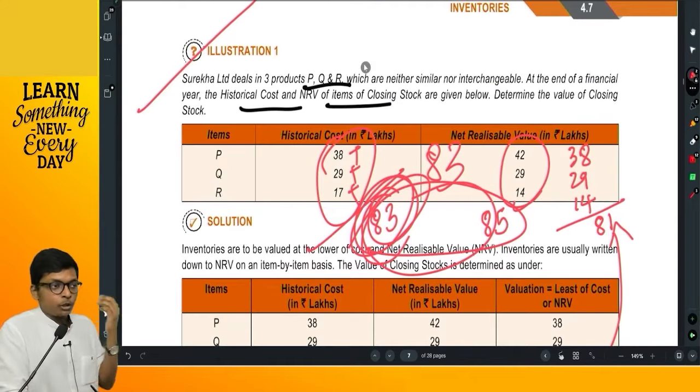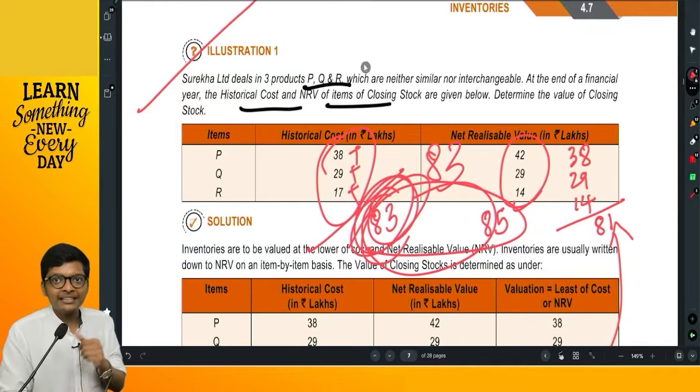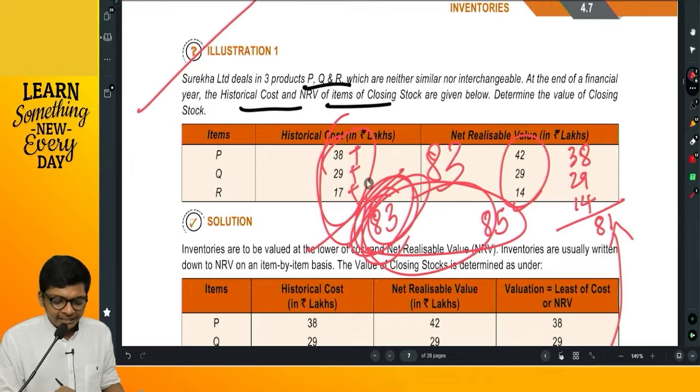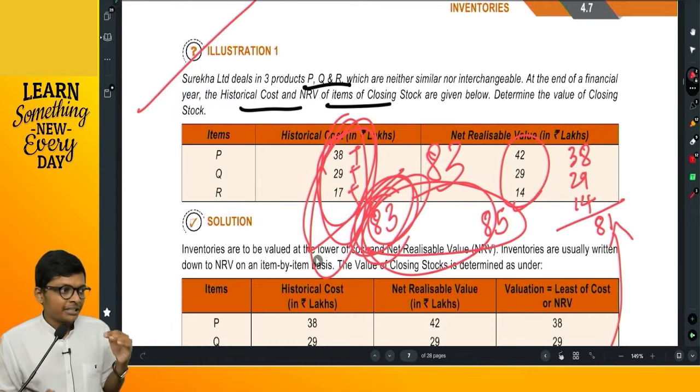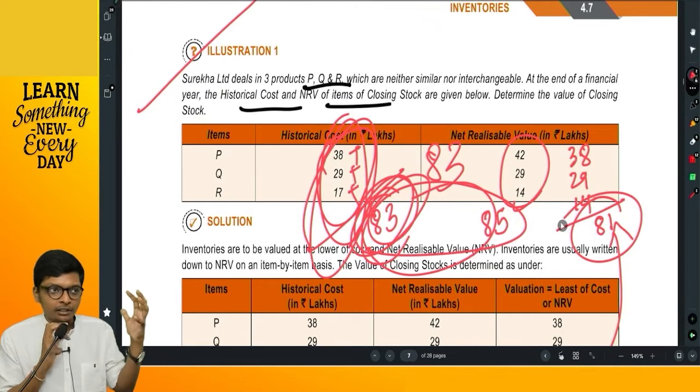This question, what you are seeing now, illustration 1, came for 4 marks in exam. No, seriously. Cost or NRV, whichever is less, came in inter also for 4 marks once. But they will frame it in such a way that they will confuse you and you will take the total. You should take it individually. So answer is what, guys? 81.